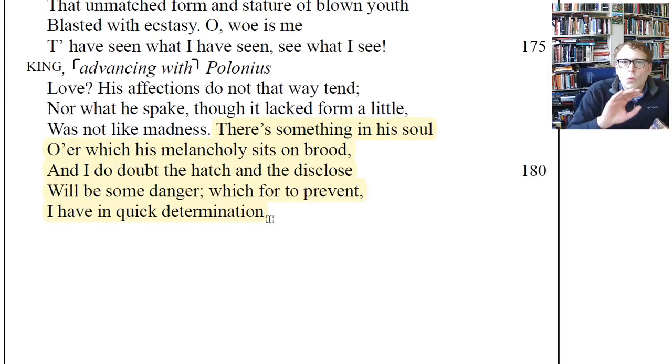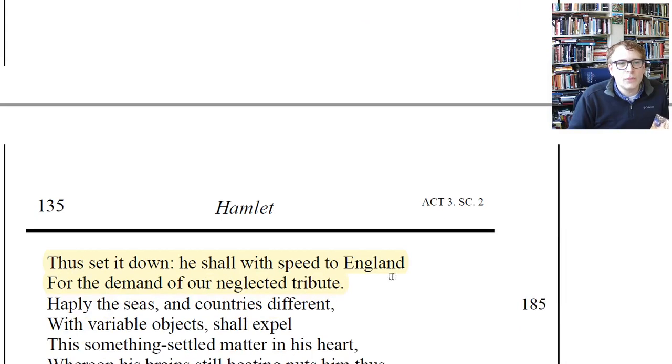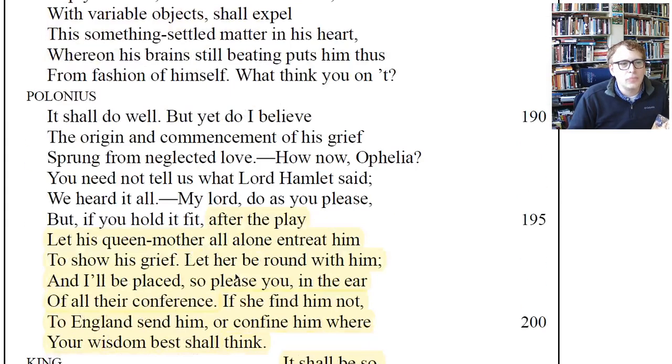So once they're off stage, we get Polonius and the king conferring over what they've just seen. Claudius, this is a very important plot point to keep in the back of your mind. He needs to move. Remember, he just saw. He knows that there's something very wrong with Hamlet, right? And he makes this plan. "I have in quick determination thus set it down. He shall with speed to England for the demand of our neglected tribute." I need to get Hamlet out of here.